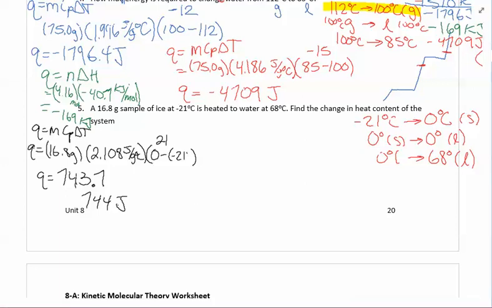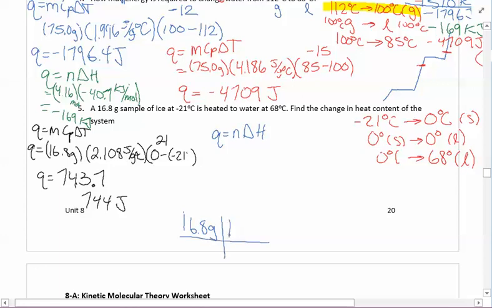The next part is a phase change. We're going to have Q is equal to n delta H. Okay, so we have to do a quick mole conversion here. We have to take our 16.8 grams. Nice thing is, too, since we're always using water, we have the same molar mass. So 16.8 divided by 18.02 will give us the moles. So we're going to have 0.932 moles.